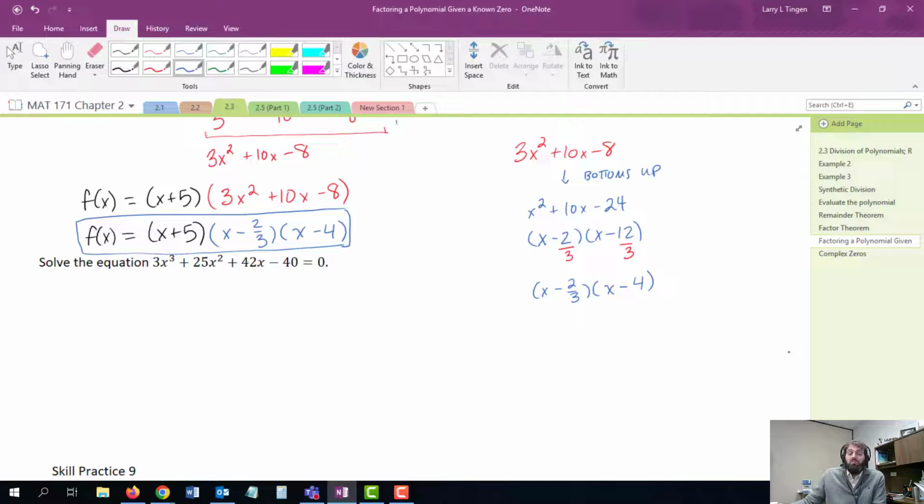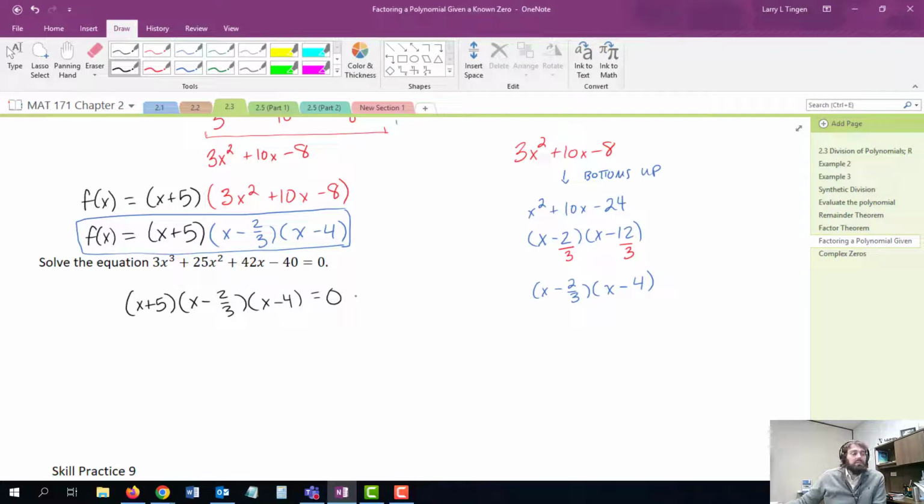I'm asked to solve that cubic for when is this 0? Solve this equation. Here's the cubic. Third degree polynomial, set it equal to 0 and solve. Well, I already know that 3x cubed plus 25x squared plus 42x minus 40 is the same thing as what I just wrote above. x minus 4 equals 0. Right? And why is that great? Because I've got the zero product principle here.